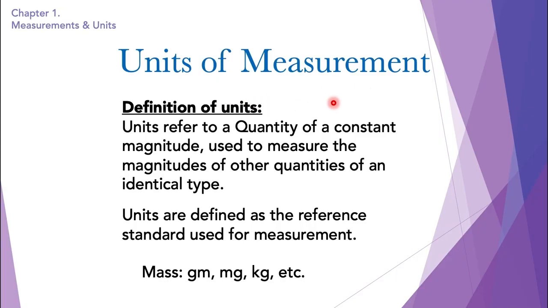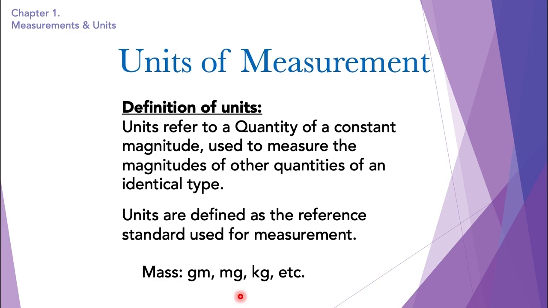Units of measurement. Units refer to a quantity of a constant magnitude used to measure the magnitudes of other quantities of an identical type. So in simple words, units are defined as the reference standard used for measurement. So here we have some units written down here. For example, for mass we have grams, milligrams, kilograms, and etc. So these are the units that are basically standardized to measure a specific quantity of mass.